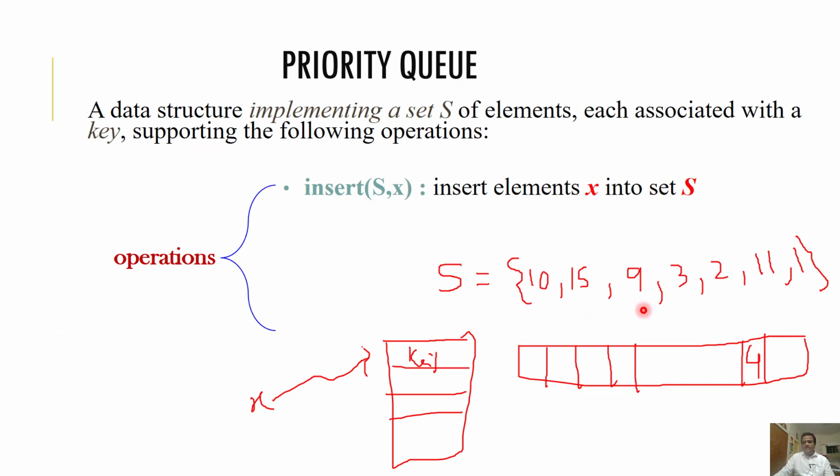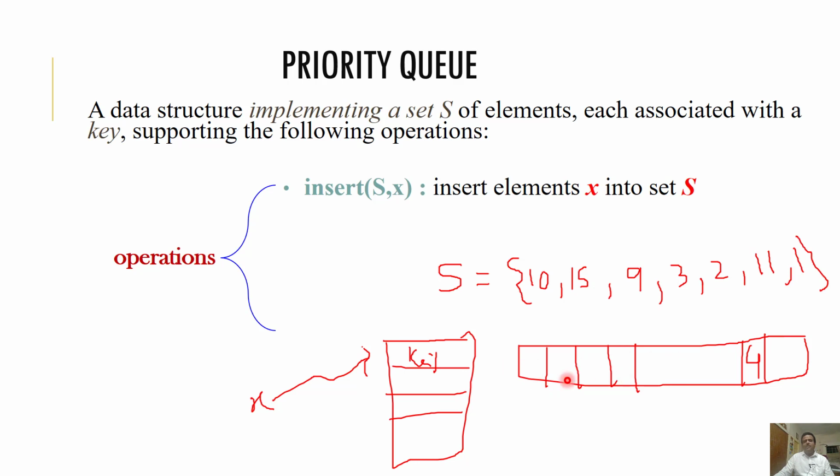The largest key value here is 11. If 4 is inserted, we can add 4 over here. At this point, the largest is 11. So, we want to perform an operation called max, max of S, that should be able to return us the largest element, the largest record whose key value is 11. That means it should return the record whose key value is 11. That is the operation we want to do.